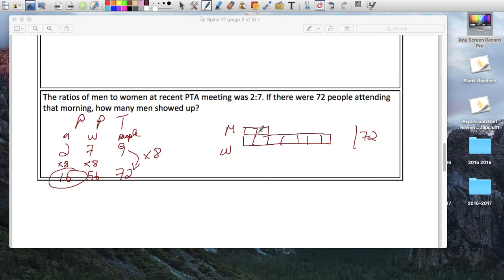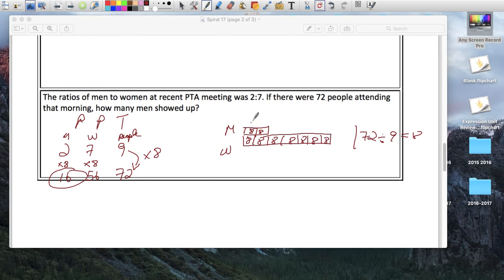How many boxes do we have? 1, 2, 3, 4, 5, 6, 7, 8, 9 boxes. So if I divide 72 by 9 boxes, it's going to give me 8. And that's the number I'm going to put inside. So 8 here, 8. Remember, it's tape diagrams. If you find one number, you find all the other numbers.